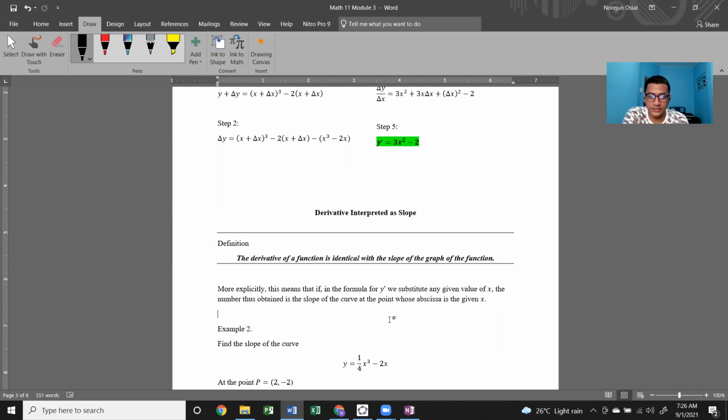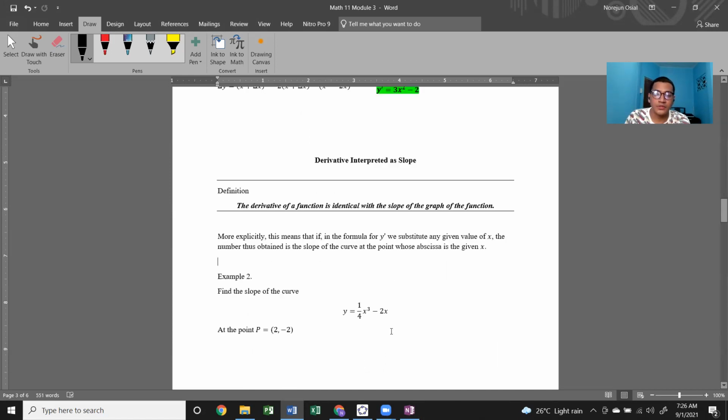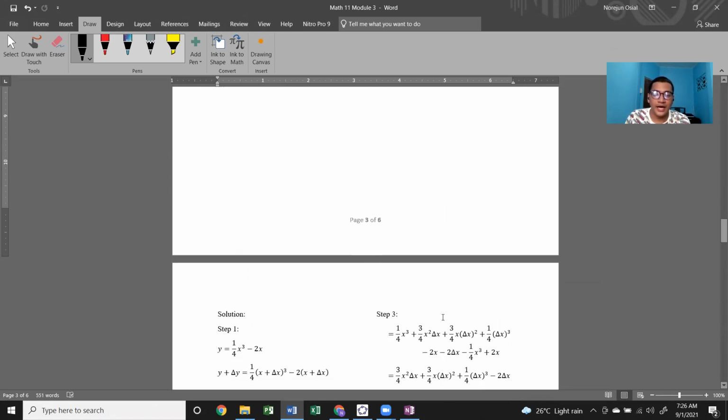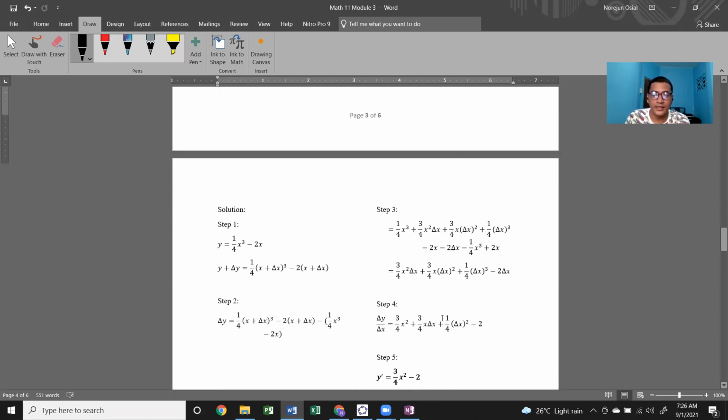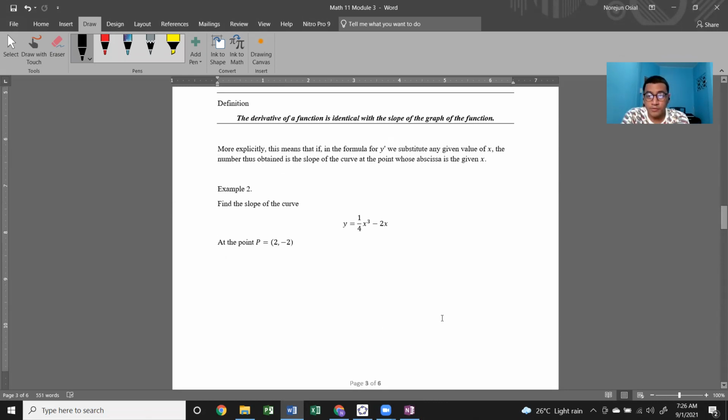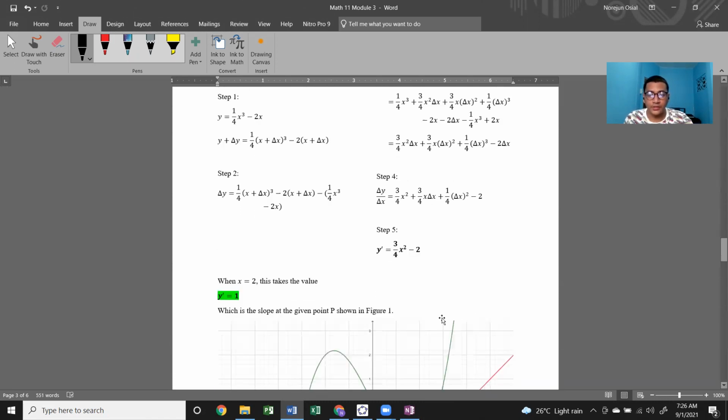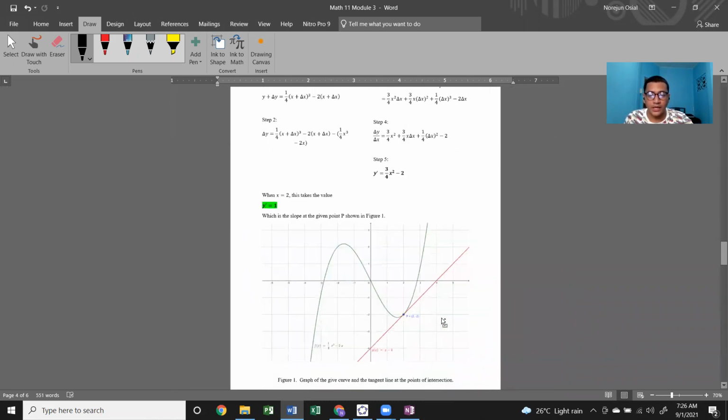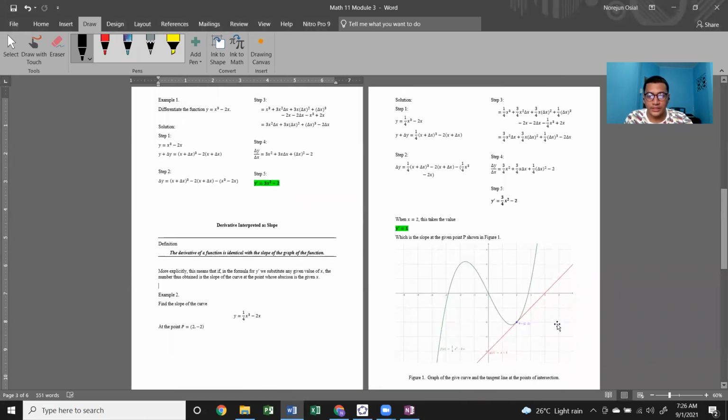So you can just read this in our module. And again, I have provided another example for you to be familiarized with this definition. So just read this. So this is the solution. Let's zoom it out so that you can see it. Okay, that's fine. So pause and just read it.